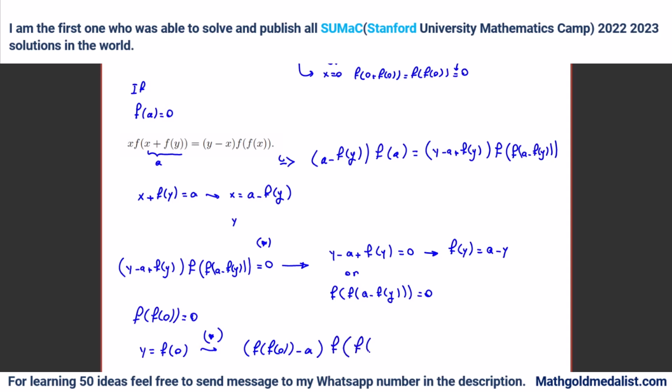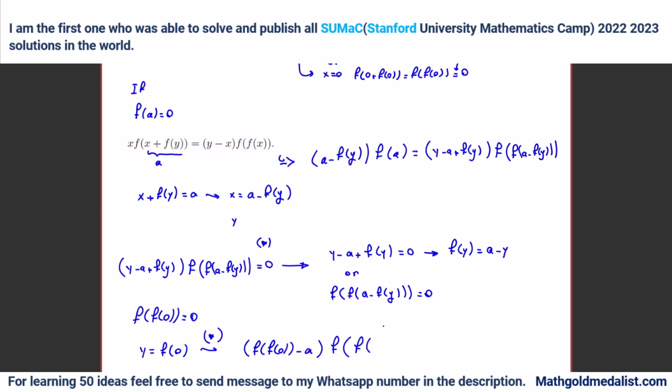Times f, sorry, of f what? Why is y equals f of 0? Because y can be any number. I said okay, if y is equal to f of 0, it should also be correct. So if we replace y with f of 0, then what would the left hand side be?